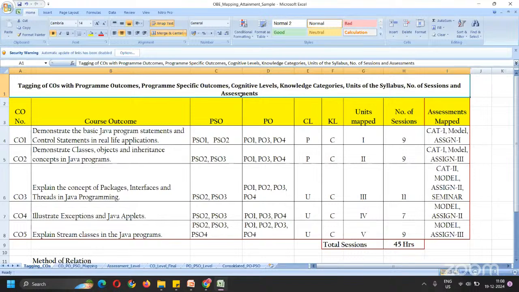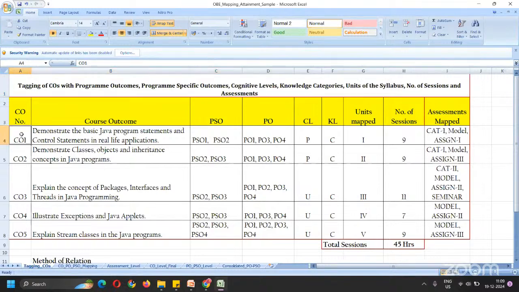Okay, when it comes to outcome based education, before starting any subject or any course at the beginning of the semester, the teacher is requested to prepare this comprehensive table for their subjects, so that it will be easy for the teacher to go for the mapping of COs as well as the attainment of the COs. Okay, so I have just taken a sample.